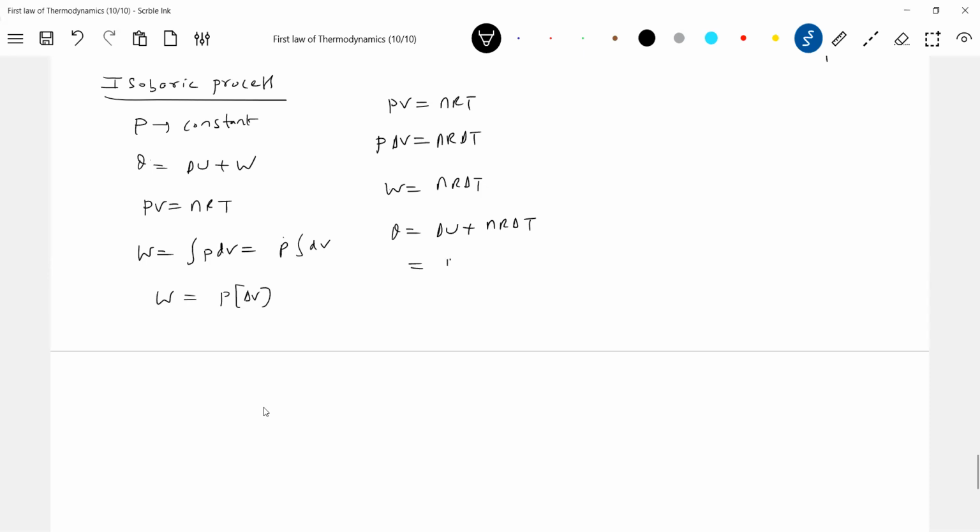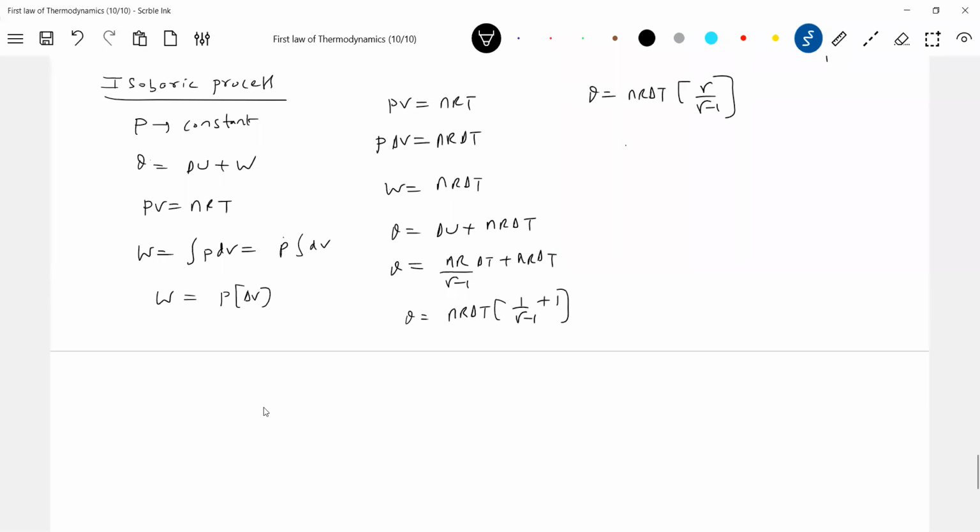So what is delta U? nR by gamma minus 1 delta T. Taking nR delta T outside, 1 by gamma minus 1 plus 1. Or Q equal to nR delta T gamma by gamma minus 1. Anybody, gamma by gamma minus 1, what it can be?